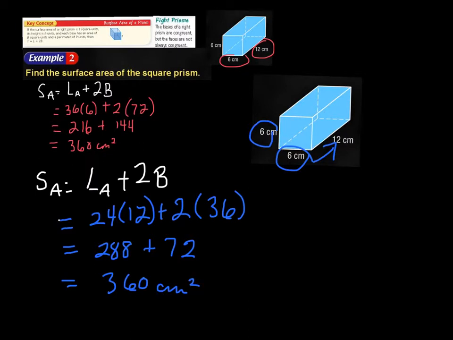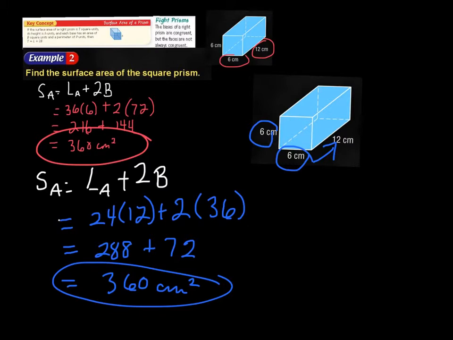I just thought that was kind of interesting that we could do the problem two completely different ways and get the same answer just depending on what you decide your base is. Here I have my base being the front, and here I had the base being the bottom, and then the height was that 6.